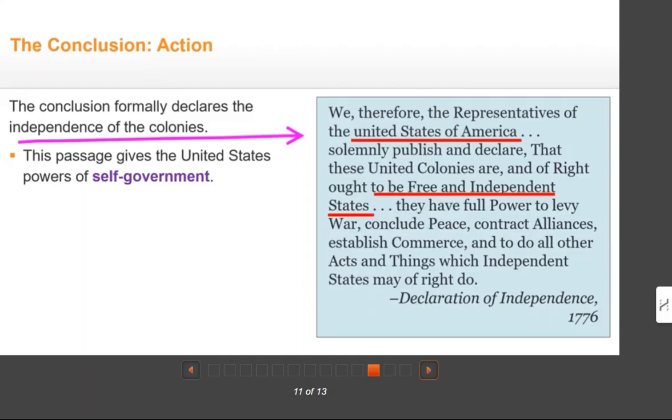It also declares the right to self-government, stating that the United States has the power to levy war, conclude peace, make alliances, establish commerce, and do everything else that independent states do. Imagine how different people reacted to this document. It was addressed to King George III, but he wasn't the only audience.